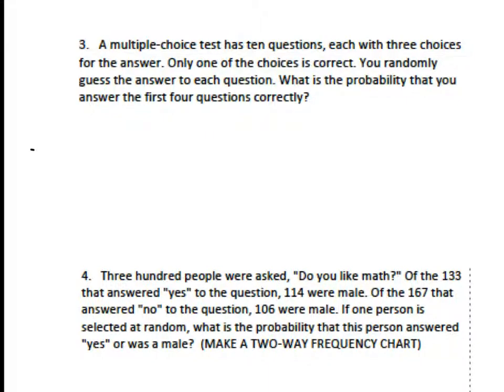So we've got 10 questions: 1, 2, 3, 4, 5, 6, 7, 8, 9, 10. And we want the probability that we answer the first 4 questions correctly. So 1, 2, 3, 4. Each question has 3 possible answers, and there's only one correct answer.